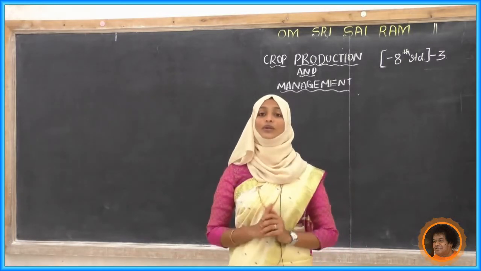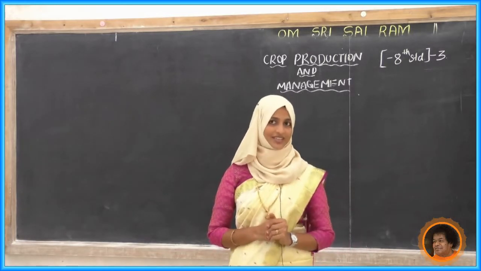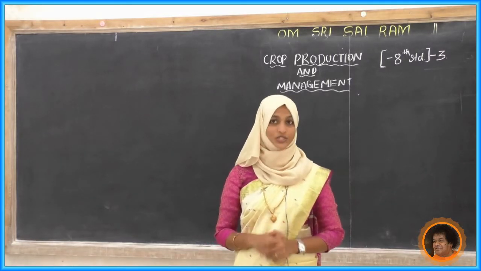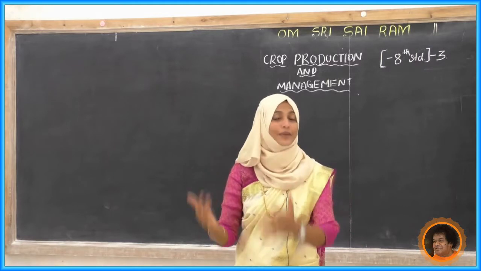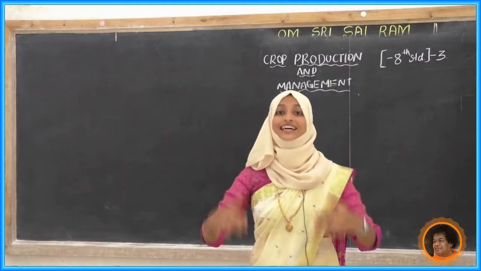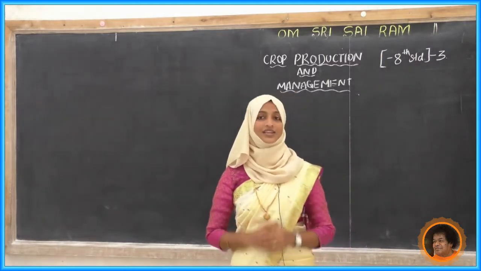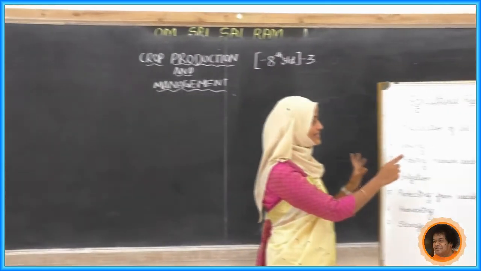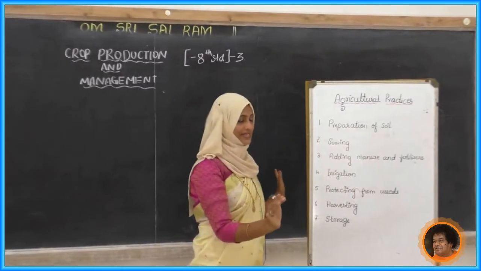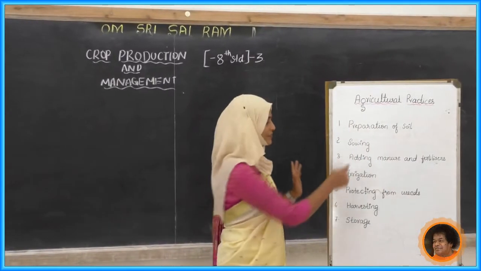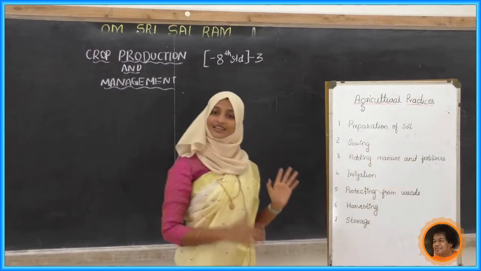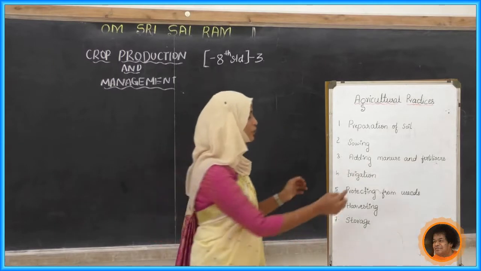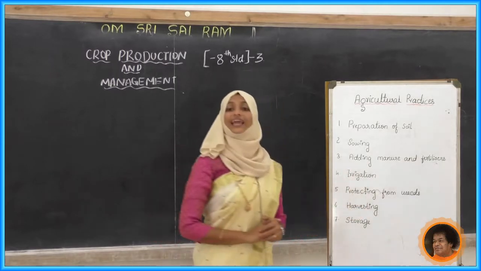Next, one more thing is drip irrigation. That is very common nowadays. Water wastage is less in that one. So we have completed some of the agricultural practices. Next we will see other points of agricultural practices. Preparation of soil we have completed, sowing also completed, adding manures and fertilizer also complete, irrigation also we have studied already. Next we will move to protecting from weeds.